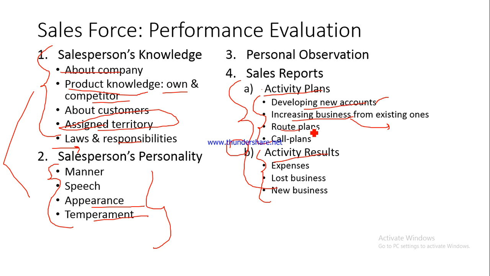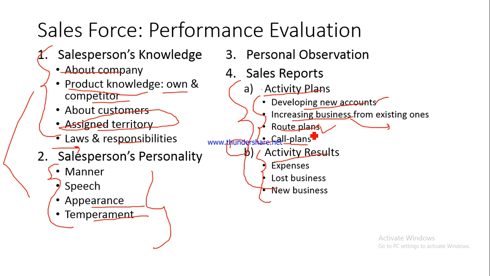And then what are the route plans that he is making use of? Because if you decide your route plan judiciously, you can be more efficient. And then what are the call plans? What do we mean by call plans? Call plans is basically the plan to visit the various customers or prospects in a particular route. So once you have decided the route, then you decide which customer to visit first, which customer to visit second.